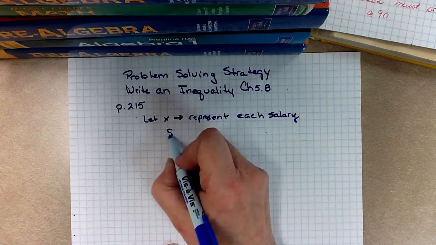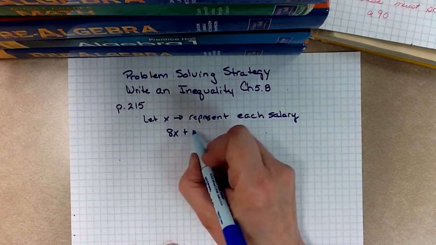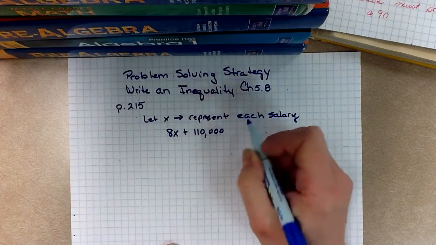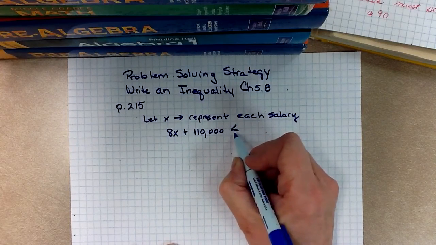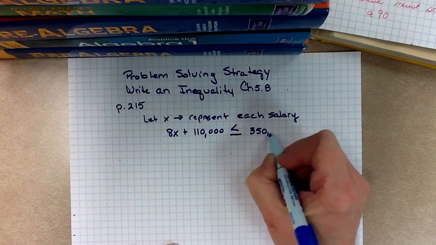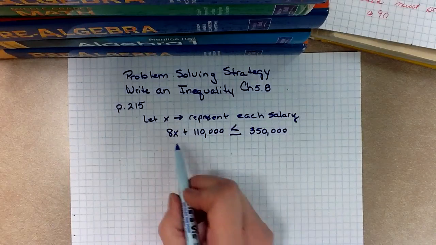All right, so we're going to start out. We have all 8 other salaries being equal. So it's 8 times x plus the $110,000 that we know that the president makes. These two numbers combined cannot be any more than, or it has to be equal to, the $350,000 that they have in total to spend.